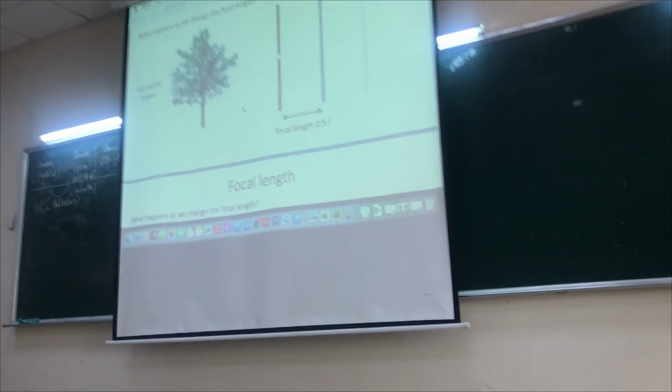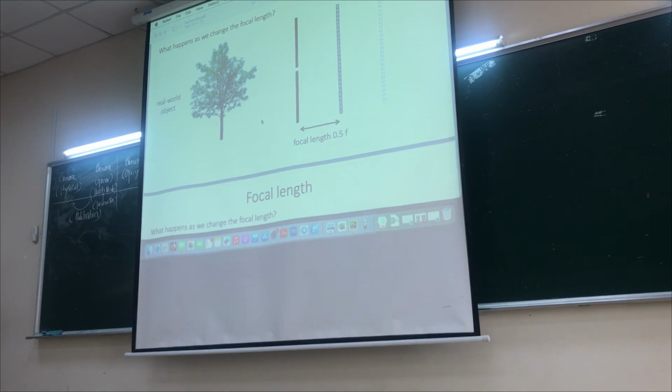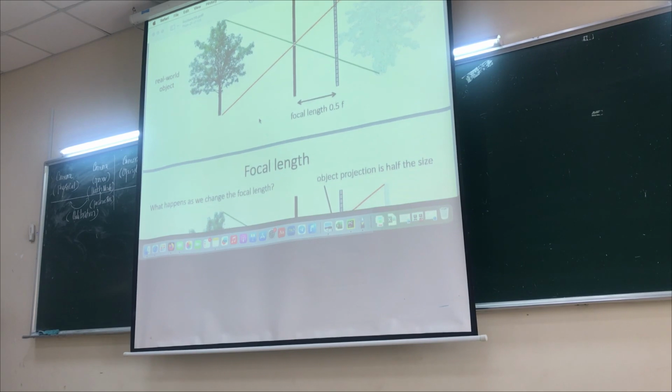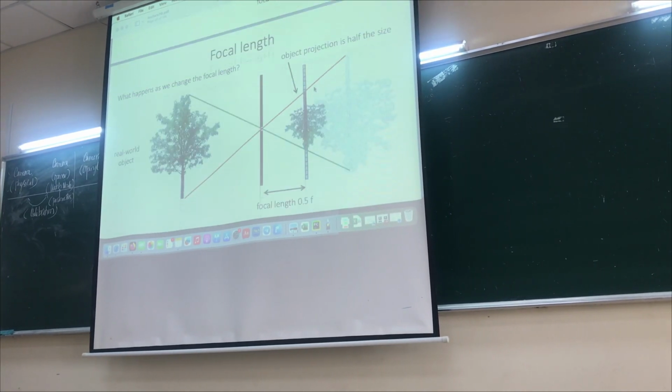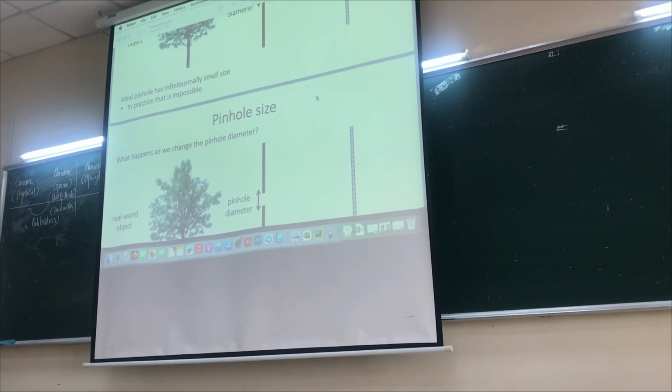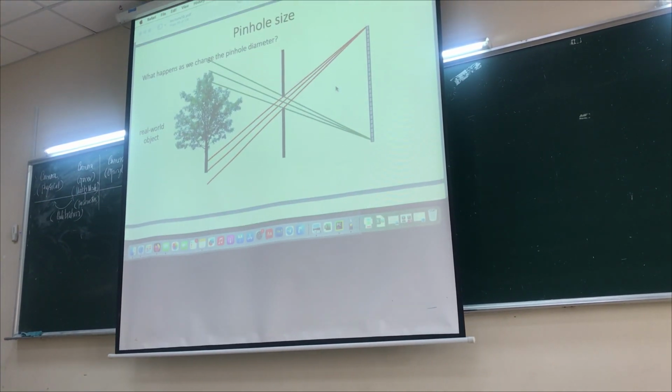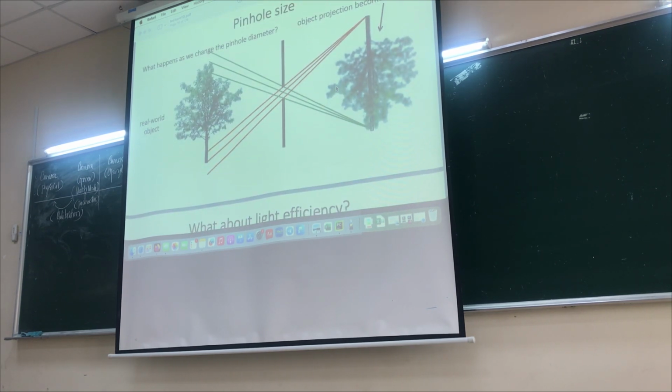So you can see that is the effect of having a short focal length or a long focal length. The object becomes smaller from here to here, or larger, depending on the focal length. And if you make the hole bigger, then the image becomes blurred. Why? Because one pixel of the image receives color from many points, so it blurs. So the virtual camera is just a mathematical model, not real.